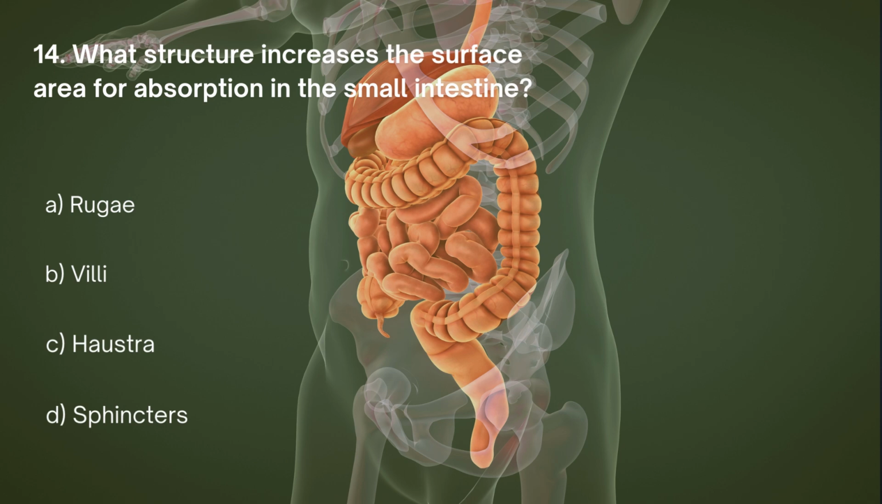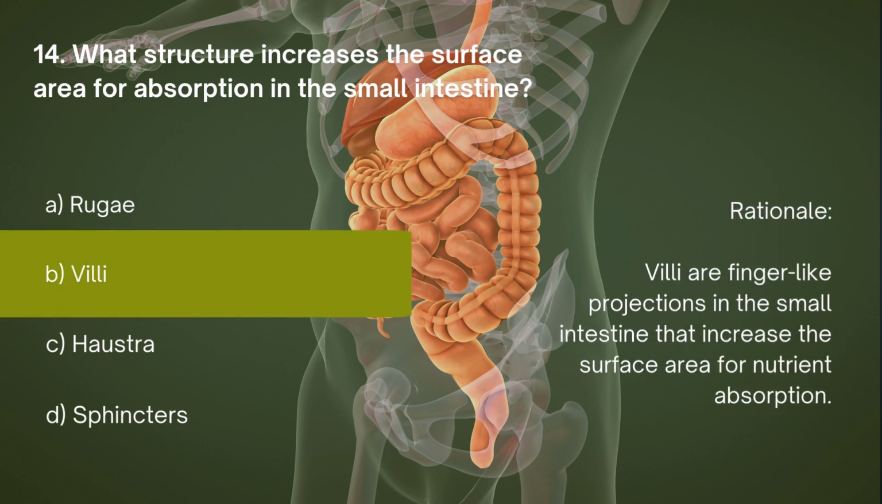Rationale. Villi are finger-like projections in the small intestine that increase the surface area for nutrient absorption.